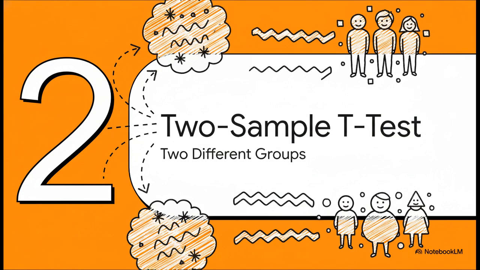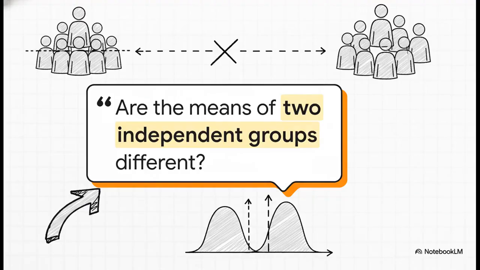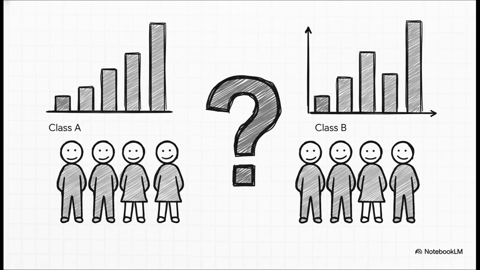All right, on to our next tool. What happens when, instead of a fixed number, we want to compare two completely separate groups against each other? See, now we're asking a totally different question. We've got two distinct groups, and what we want to know is if their averages are significantly different from one another. Think about comparing test scores.